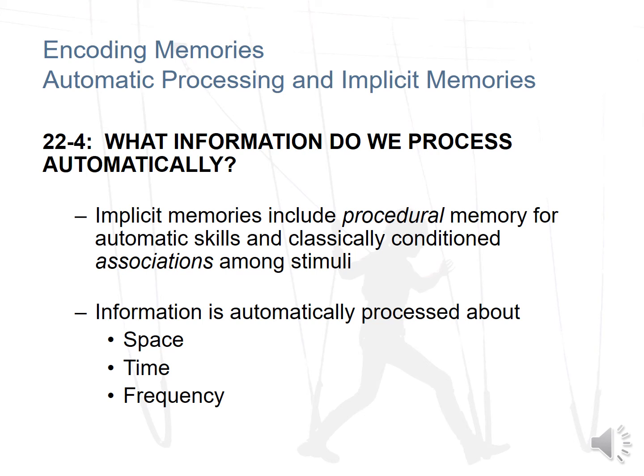So what information do we process automatically? Implicit memories include procedural memory for automatic skills and classically conditioned associations among stimuli. Information is automatically processed about space, time, and frequency.